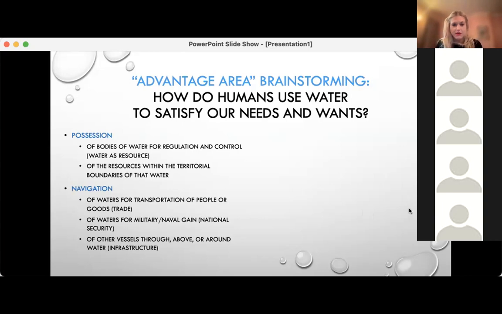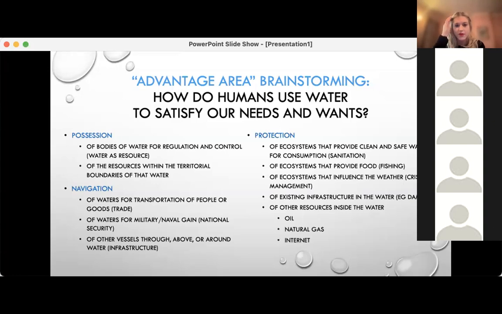And then military or naval gain, like patrolling our waters for national security purposes, being able to have freedom of navigation, and also putting other vessels through, above, or around water so that we can navigate around it. Dams, for example, are a good example of infrastructure, but also tunnels, bridges, pipelines, etc.